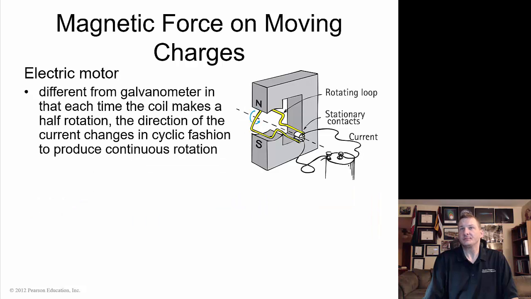And the electric motor is also induced by a magnetic force on moving charges. And so each time the coil makes a half rotation, as you see in the diagram here, the direction of the current changes in a cyclic fashion to produce continuous rotation, and that produces a current.